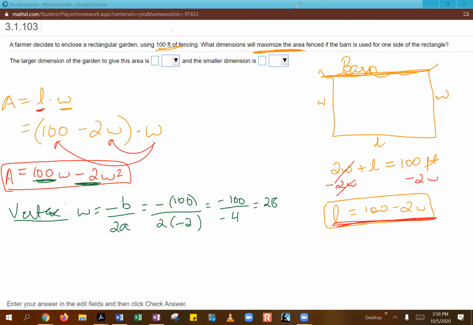So remember, that's going to be our X coordinate for the vertex. And now we need to find our Y coordinate, which we're using the variable A for that. So basically put this back into your equation where X equals 25, or W in our case. So what would that be? 100 times 25 minus 2 times 25 squared. So what do you think this answer will come out to be?